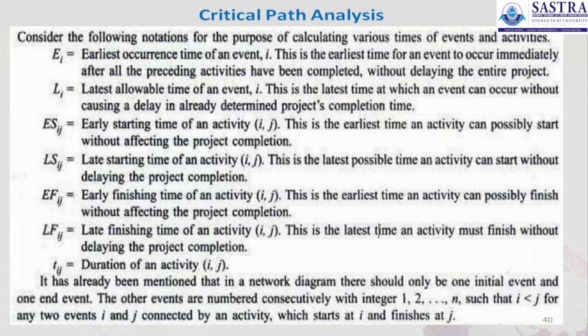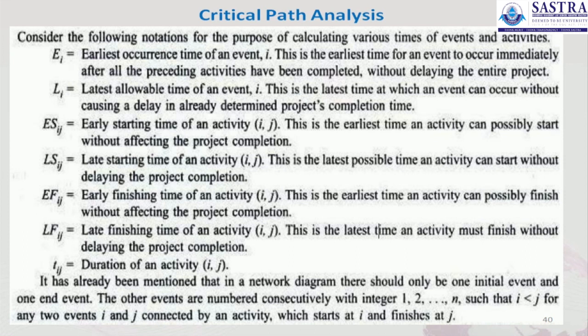And ES, the earliest starting time of an activity related with IJ. So this is the earliest time an activity can possibly start without affecting the project completion. And the latest starting time of an activity, that is LSIJ. And the earliest finishing time of an activity, that is EF. And the latest finishing time, which is denoted as LFIJ. And the duration of an activity, which is mentioned as TIJ.